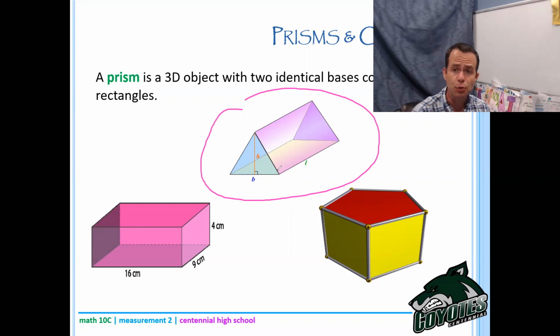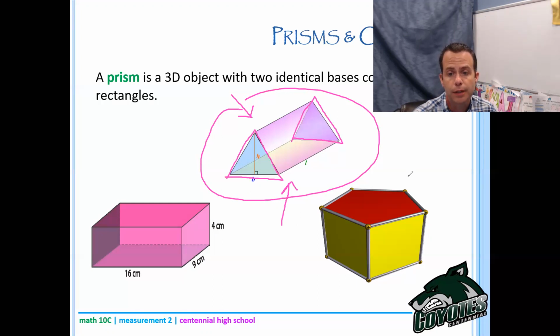Remember, it said it's two identical bases, and then we connect them with rectangles. So if I look at this shape, the base, the thing that starts the whole process, is this triangle here. I've got the triangle there, and then I've got the same triangle over here. And so those are my two identical triangles, and then I connect them with these rectangles in between. I've got one here, and then one right there that you sort of can't see in the view, and then one that's the bottom, okay? So I'd have three rectangles connecting those two triangles.